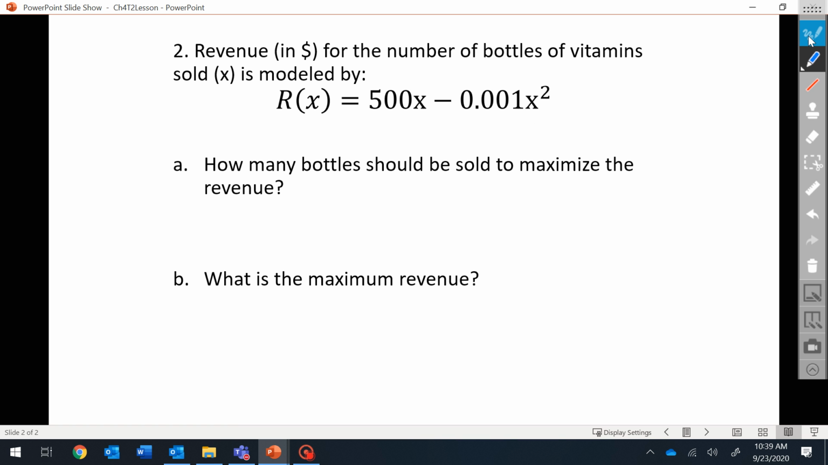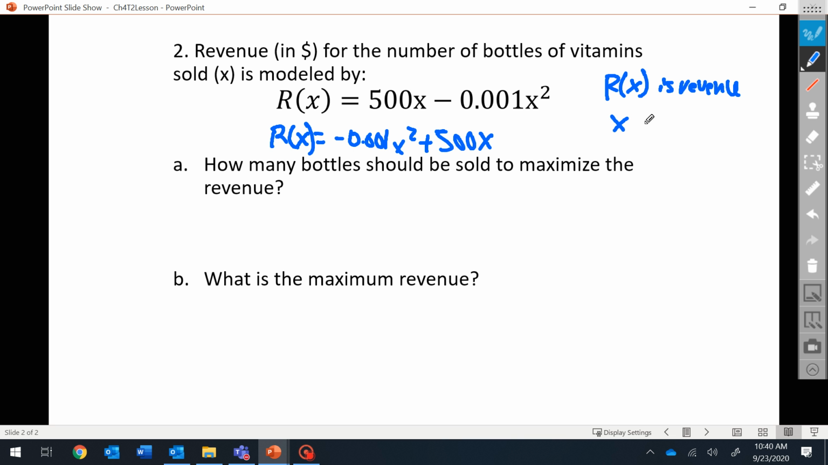Number 2, we have a revenue function here. Revenue for the number of bottles of vitamins sold is modeled by 500x minus 0.001x squared. So first I'm going to put this in standard form. R of x is equal to negative 0.001x squared plus 500x. Also, R of x is the revenue, which is money coming in, and x is the number of bottles sold.